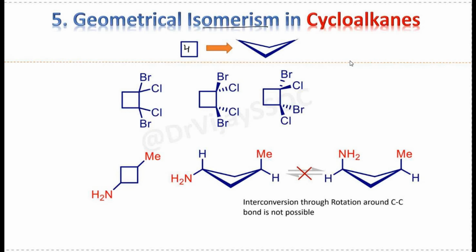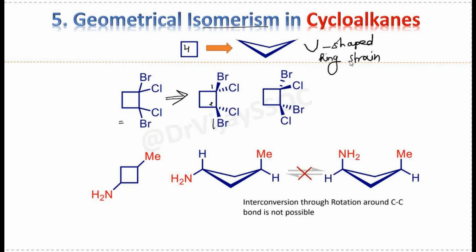Cyclobutane actually exists in the U-shape because of the angle strain, or we can say ring strain. It is existing in this shape. So when the molecule is given like this, you can write it down in this way. 1 bromo is above the plane and chloro is below the plane. This is one chiral center, this is another chiral center.